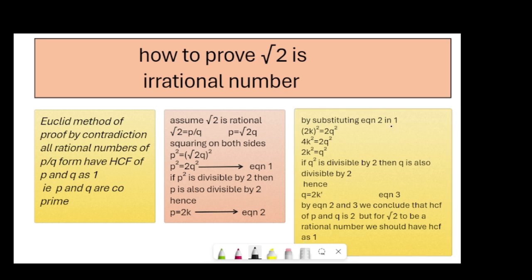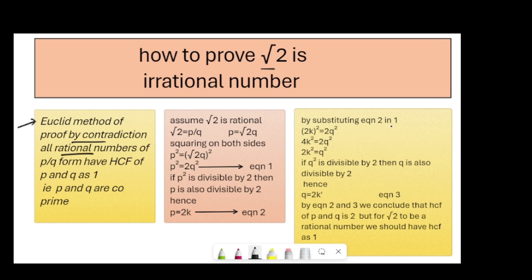Hello students, today we're going to see how to prove root 2 is an irrational number. Most of the students find this difficult. Even a person called Euclid found the same difficulty. So what did he do? He proved root 2 is an irrational number by proof of contradiction. So what was that contradiction?